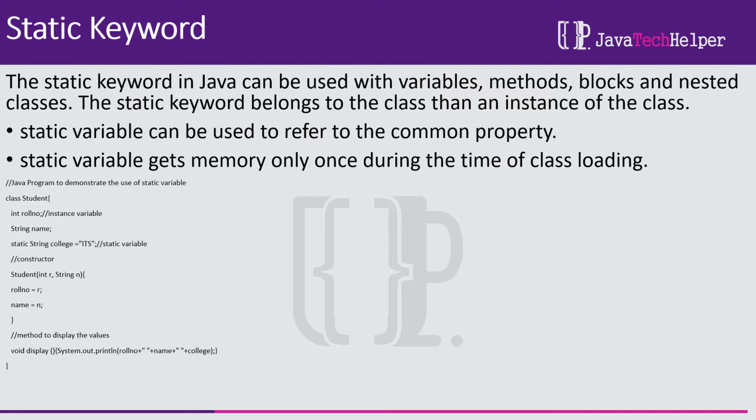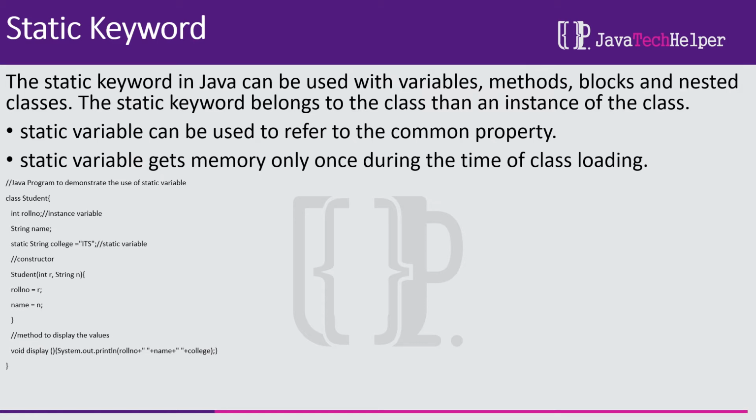Say you have an object like student, and the student has a roll number, a name, and then a college called ITS in the example. In the same college you will have thousands of students. If you don't use static here, you need to associate all the students with the college each time. So you need to give the value of ITS for every student object.